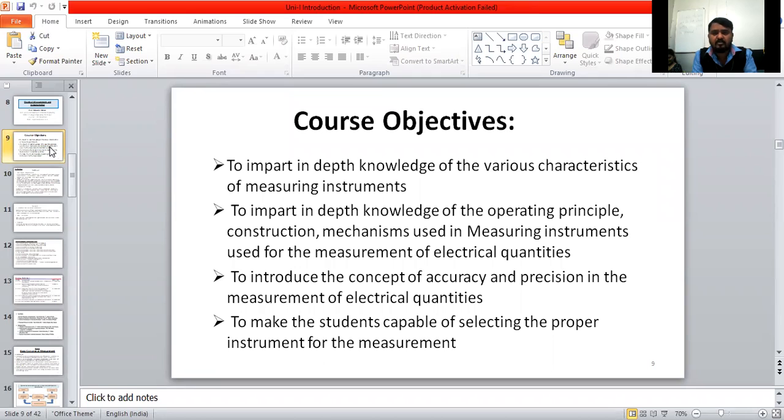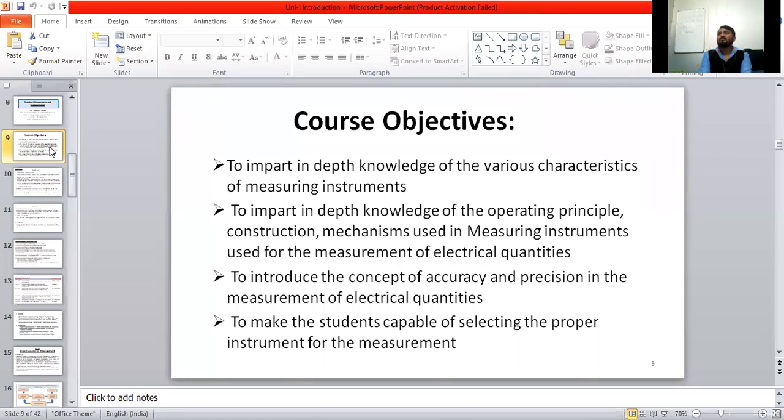We are giving so much input, all the faculty members are putting in effort, providing all the material, explaining everything, and then also you fail, then what is the use of that? Like that we are going to call it. So those variations of various characteristics of measurement, that is the first objective.